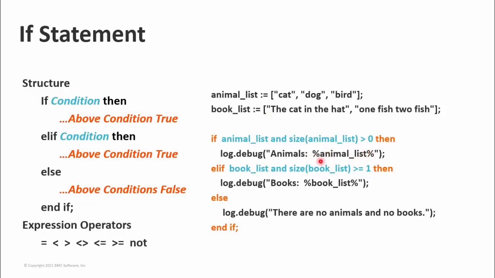So it would print cat, dog, bird. And then else if, elif, there's a book list, and the size of book list is greater than or equal to 1, which is equivalent to saying that it's greater than 0. Then we're going to print out a debug statement in the logs with the value of the book list. Else, we're going to print out a debug statement in the logs that says there are no animals and no books, and then end if.